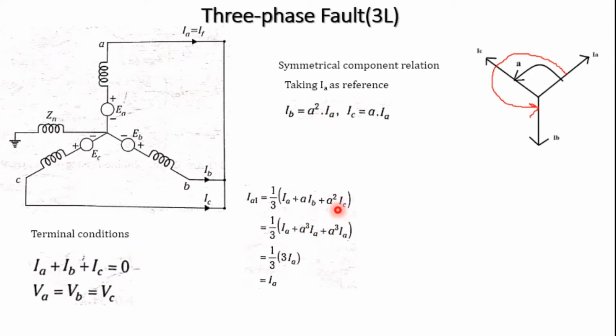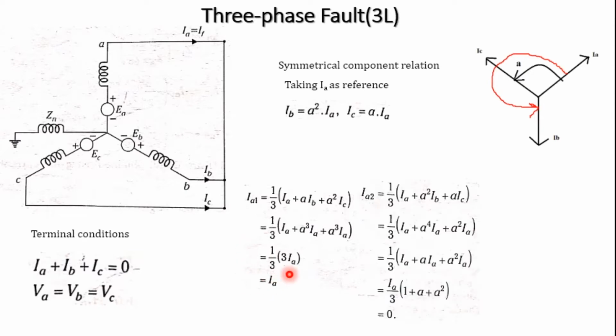Similarly, what is IC in terms of IA? That is A into IA, so we get A cube IA. A cube is nothing but 1. So this is also 1, we get 3 times IA, the 3 gets cancelled, so we get IA1 is equal to IA.